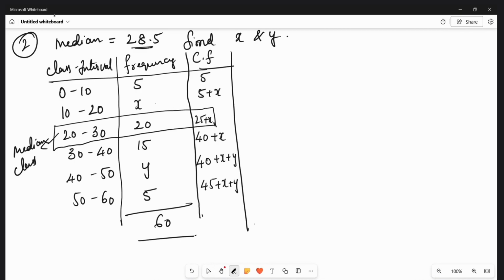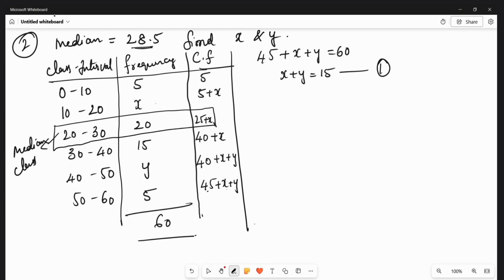Okay, now CF also we have got. Now we have two missing frequencies, so you need two equations to solve that. And we know the total of all the frequencies is 60. So 45 plus x plus y should be equal to 60. So x plus y is equal to 60 minus 45, it is 15. So this is the first equation. Listen first, afterwards you can search. If you have doubts, you can ask.